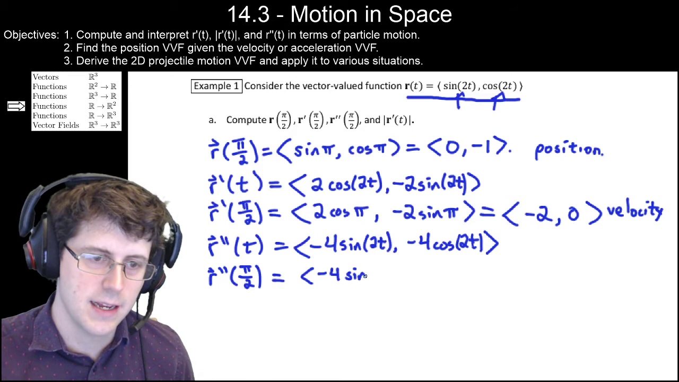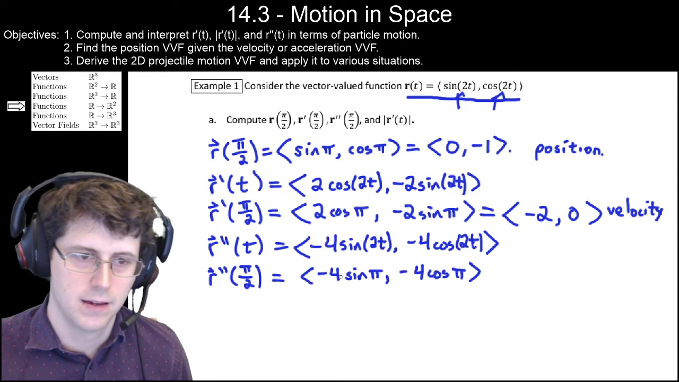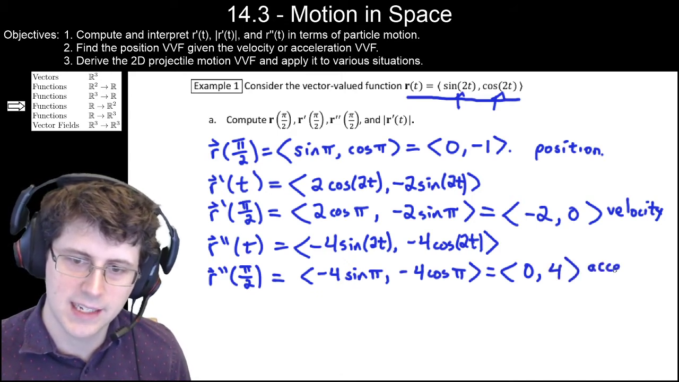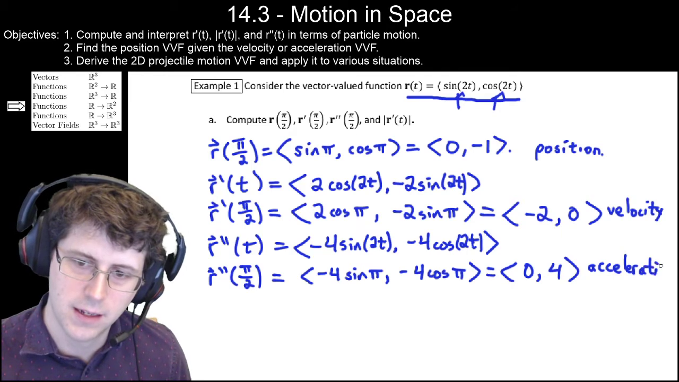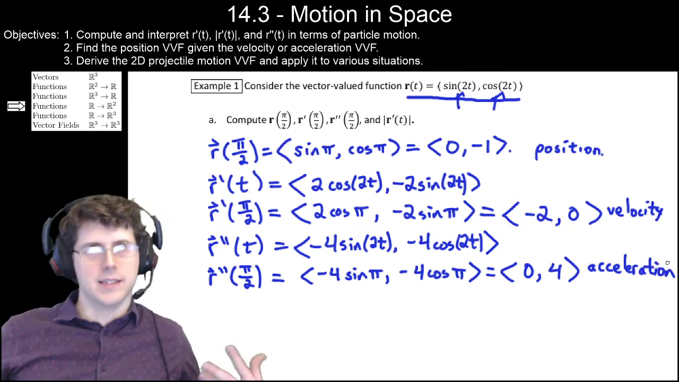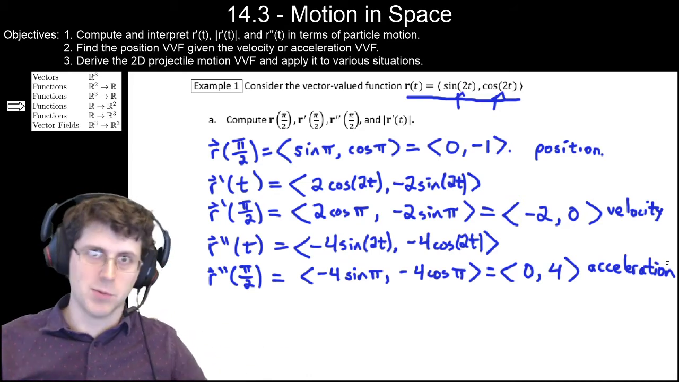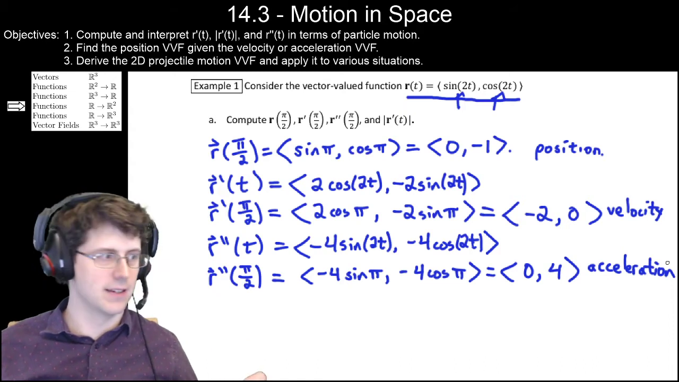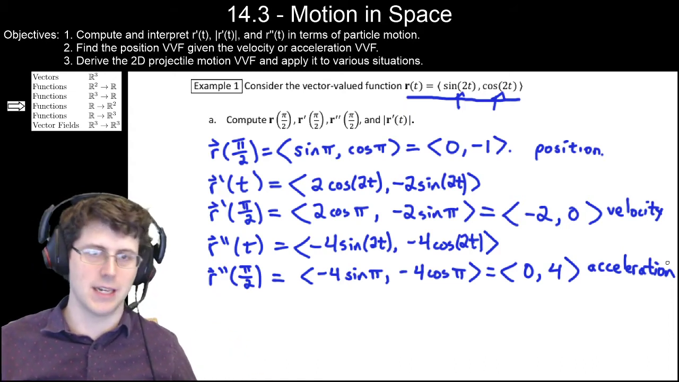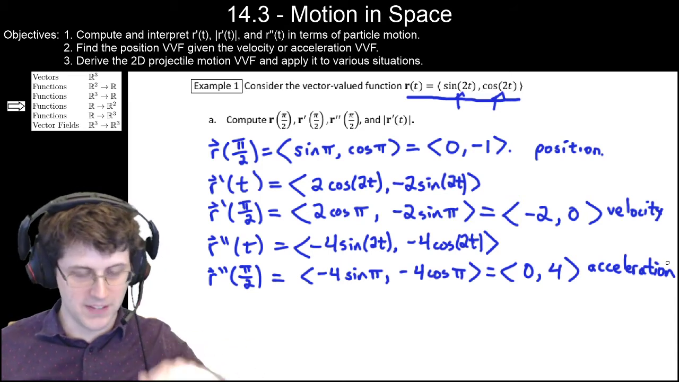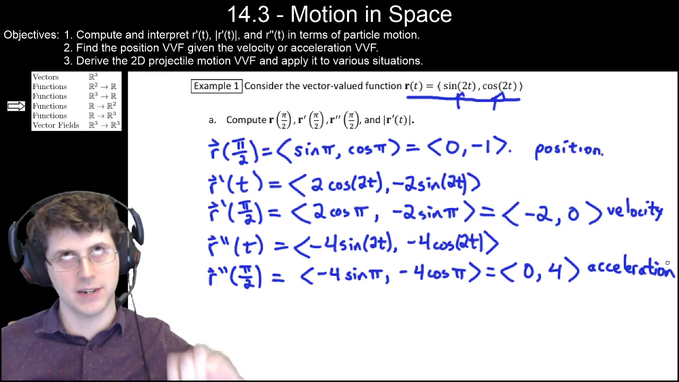Minus 4 sine pi, minus 4 cosine pi. Sine pi is 0. Cosine pi is minus 1. This I think of as the acceleration vector. Remember, physically, the acceleration vector points the same way as the force. It's directly proportional to the force. I'm just repeatedly saying one of Newton's laws here without writing it down because I don't want you to feel like it's a physics class. But the acceleration vector is like what it feels like, what direction you're being pulled, basically.